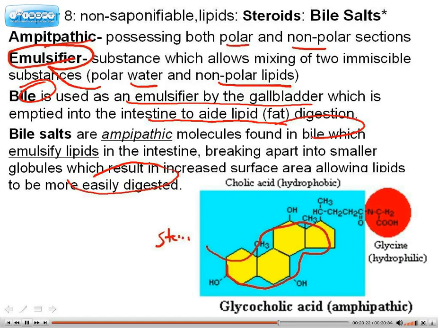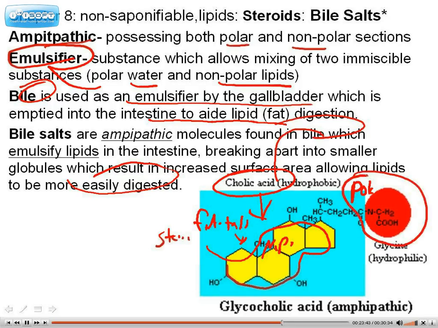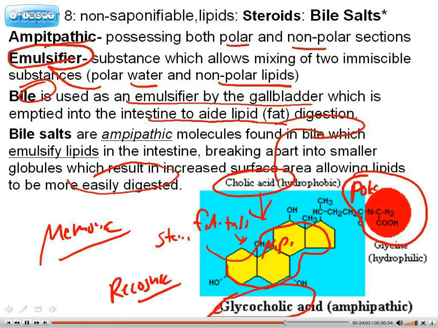So, bile contains cholic acid, and cholic acid is an emulsifier. Notice it has the nonpolar portion, and this is where the fatty acid tails like to stick. Over here we have the polar portion. The polar portion is the portion which likes to stick to the solvent water. I think I've beat this to death. Bottom line is memorize this slide, and above all, recognize glycolic acid.